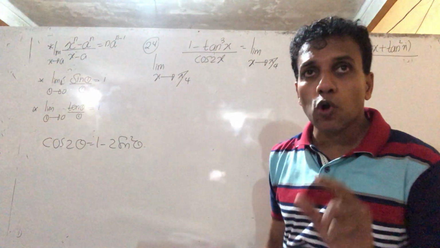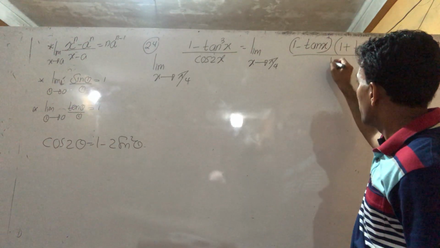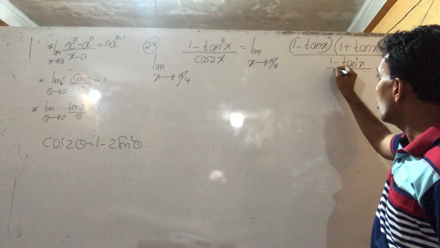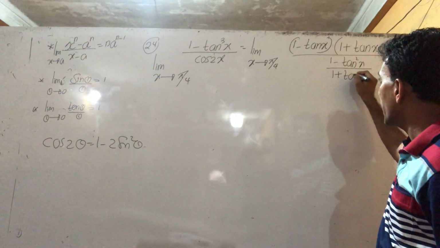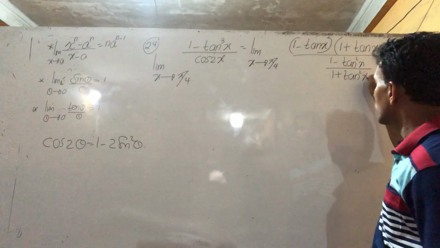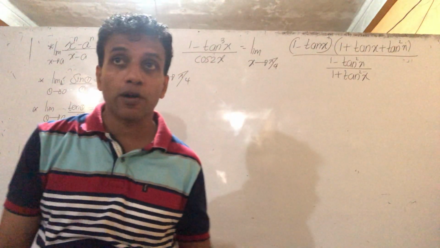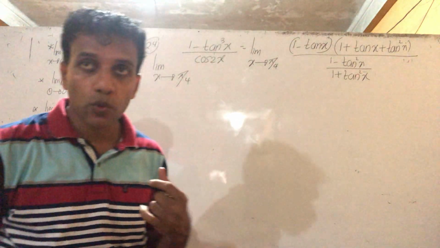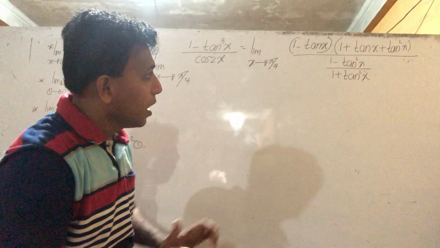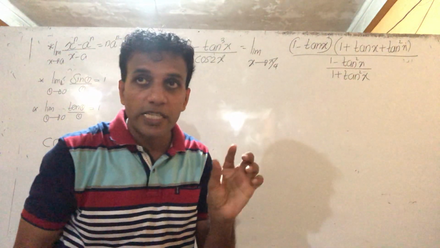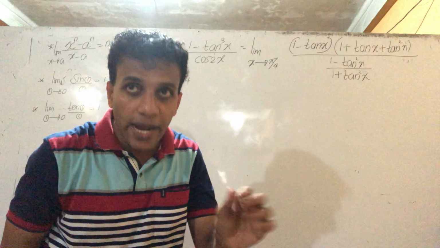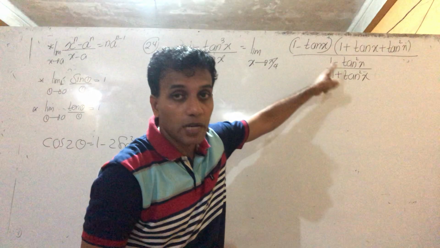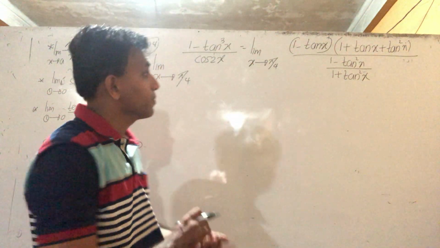Okay, and what is cos 2 theta in terms of tan? 1 minus tan square x over 1 plus tan square x. Also we have sin 2 theta, what is that? 2 tan theta over 1 plus tan square theta. Here, 1 minus tan square is again factorized as 1 minus tan times 1 plus tan, and 1 minus tan cancels, right?